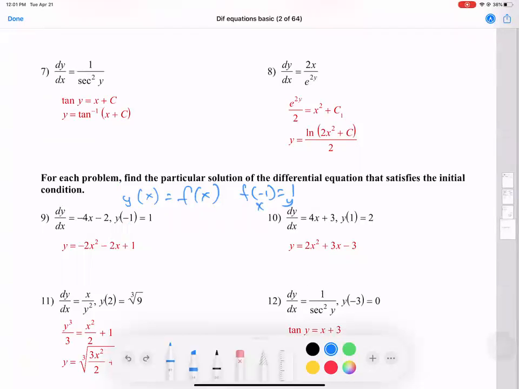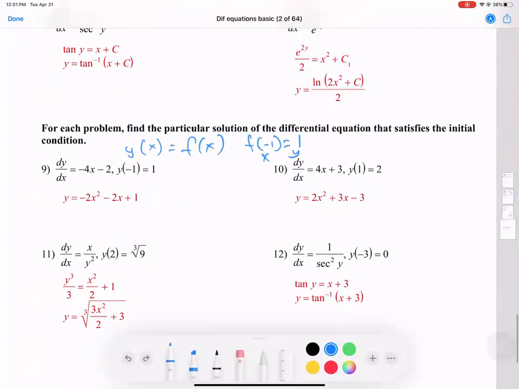So for this problem, we're going to go ahead and do what we did before. In this case, move the dx over. dy is equal to -4x minus 2 dx. Now, since the x's and y's are on separate sides, we can just take the integral. y is equal to -4x squared over 2 minus 2x plus c. Hopefully you guys have been working with the integrals. You can do them a little faster, especially if they're power rule.